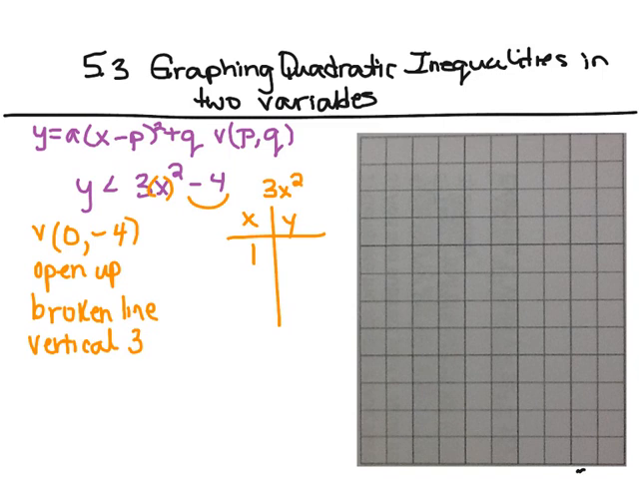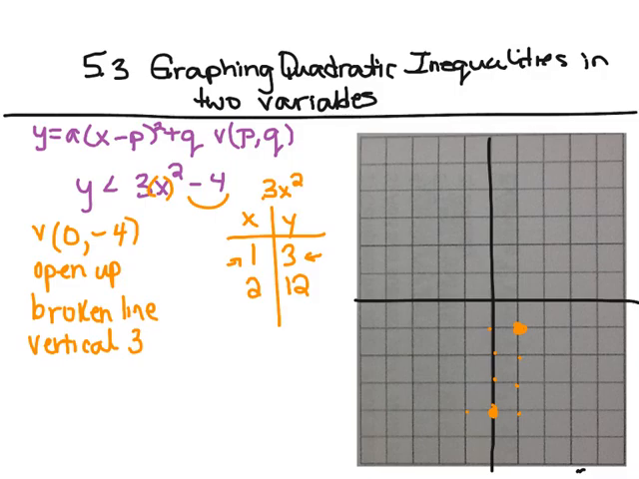If x was 1, y would be 1 squared, which is 1, times 3, which is 3. If it was 2, it'd be 2 squared, which is 4, times 3, which is 12. Usually you only have to do the first 2 steps. So if we graph our vertex at 0 and negative 4, now from here we go over 1 for our x, and then up 3. So 1, 2, 3, and there's our first point.